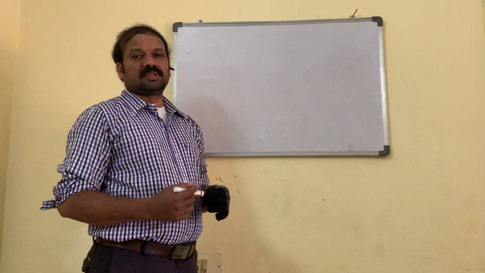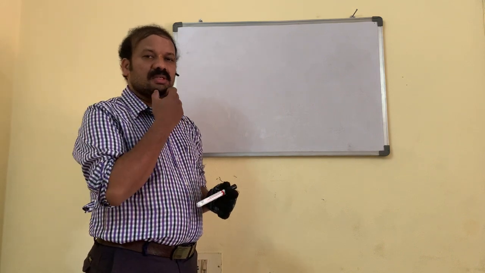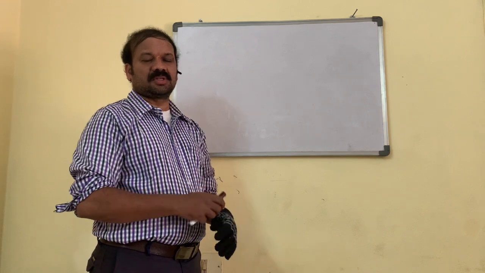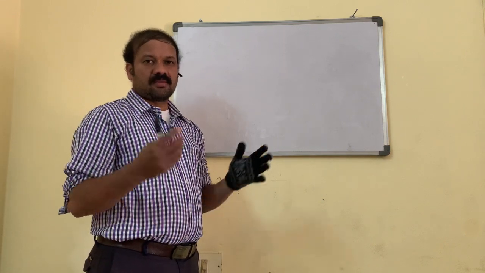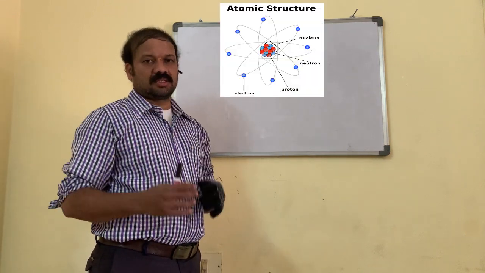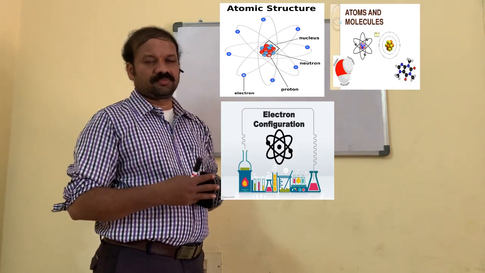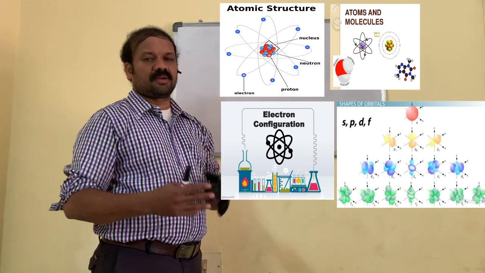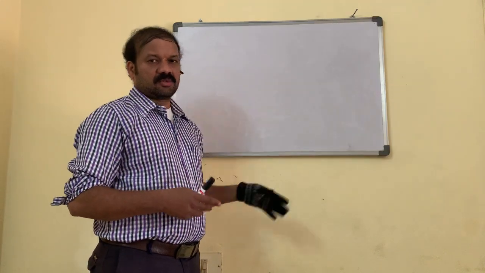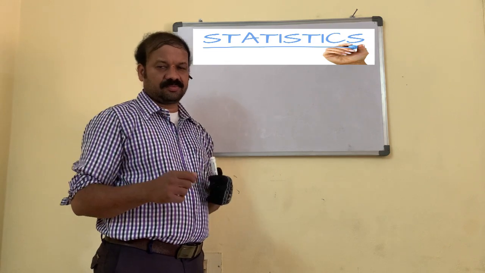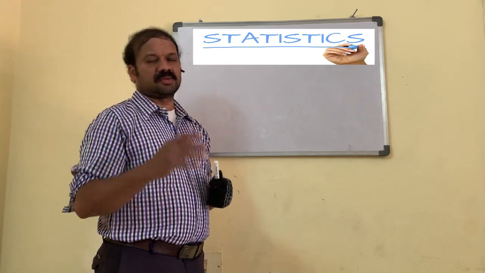Today I am going to explain mathematics only. Recently I did chemistry, and after that chemistry also completed atoms and molecules, everything explained: atomic structure, atoms, molecule, electronic configuration, s orbital, p orbital, d orbital, f orbitals. After that, today I am going to explain statistics. This is one of the topics of the 10th class CBSE and state syllabus also.